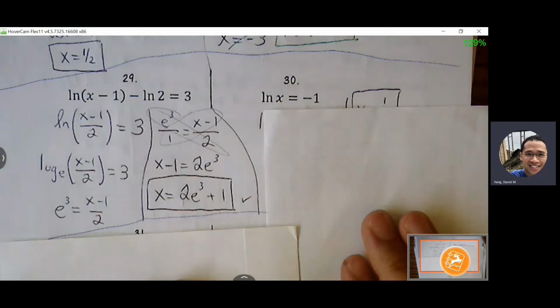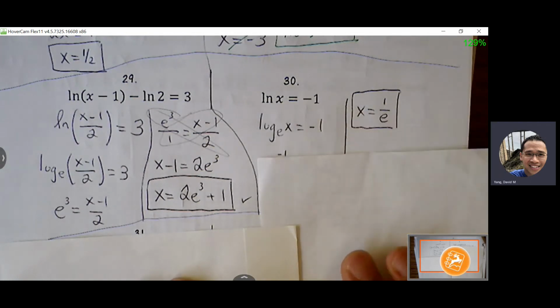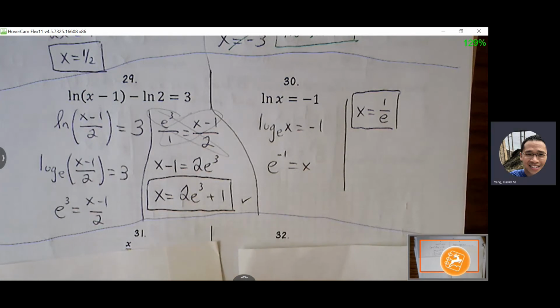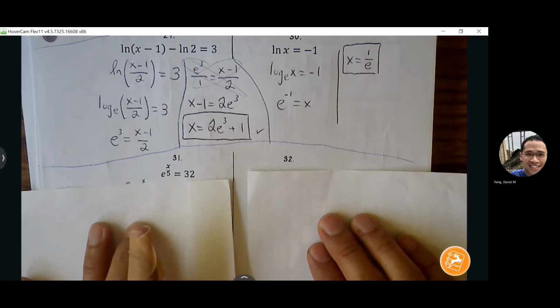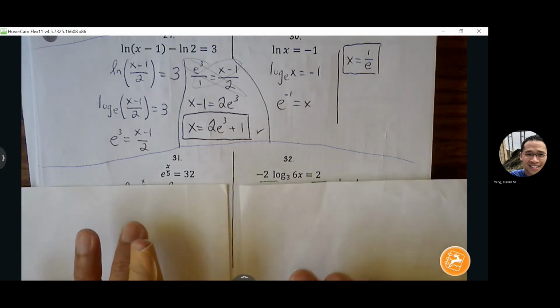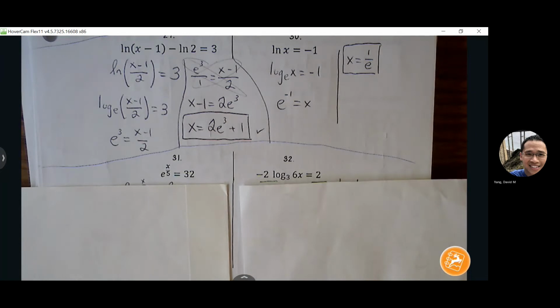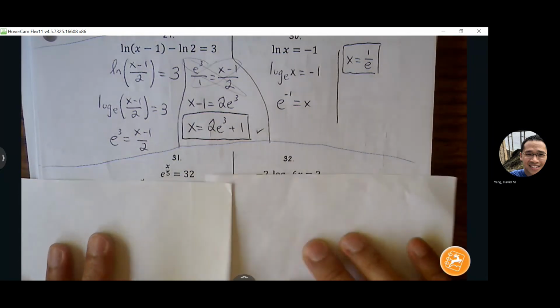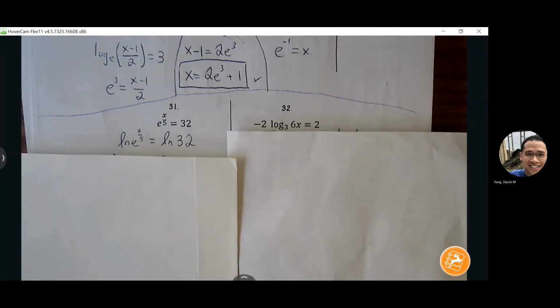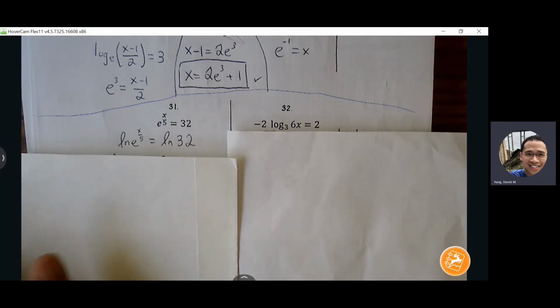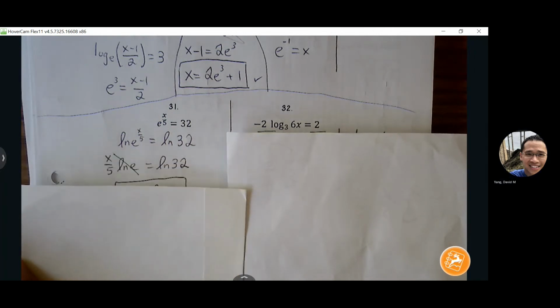Okay, 31, convert to exponential form, or get that log base e to show up, exponential form, solve for x. 31, natural log of both sides. Exponent comes down freely. Natural log of e goes away.